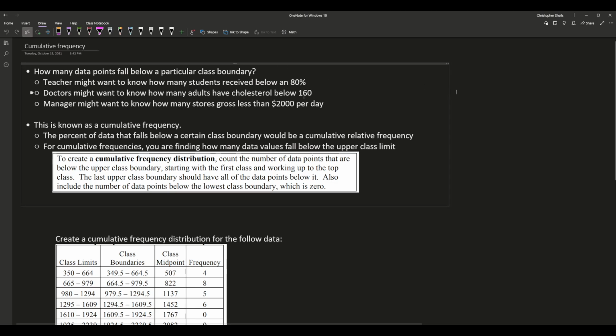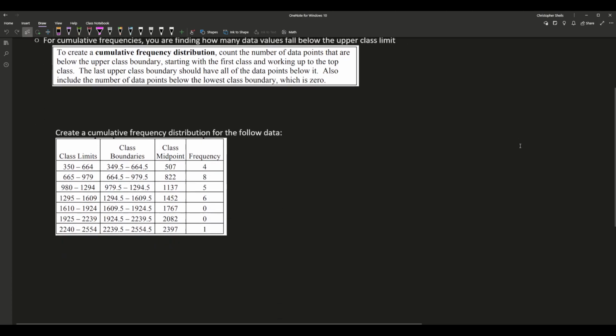So again, we want to figure out how many students receive below an 80%, or how many adults have a cholesterol below 160, sorry. So to create a cumulative frequency distribution, count the number of data points that are below the upper class boundary, starting with the first class and working up to the top class. The last upper class boundary should have all of the data points below it. Also include the number of data points below the lowest class boundary, which is 0.